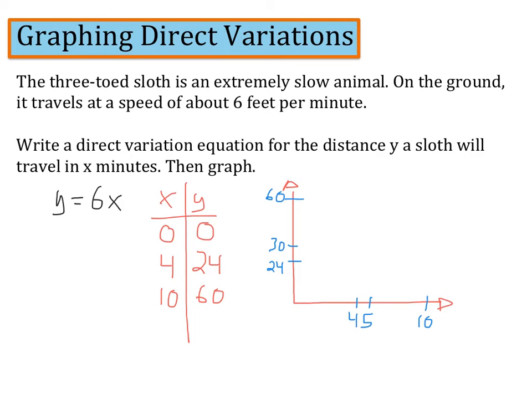So we know at 0 minutes, he's right at the origin. At 4 minutes, he's at 24 feet. And then at 10 minutes, he is at 60 feet. So our linear equation, which is also a direct variation equation, is shown now on this graph.